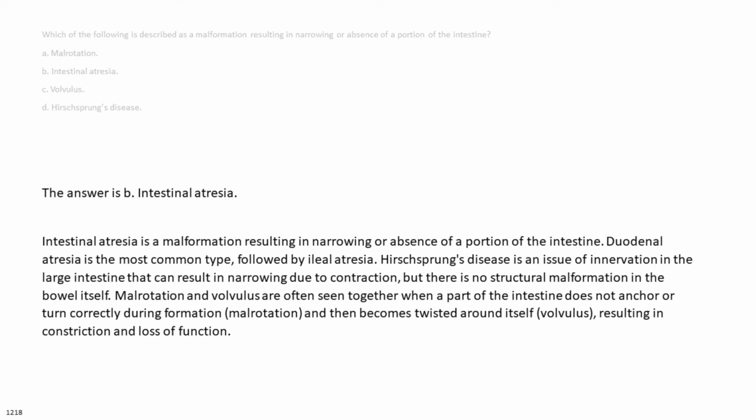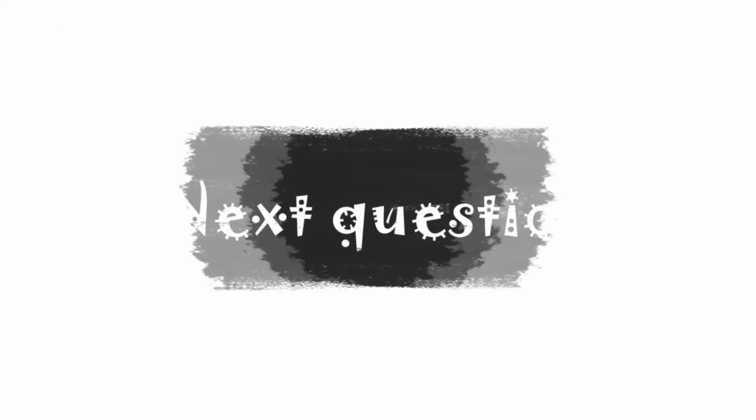Hirschsprung's disease is an issue of innervation in the large intestine that can result in narrowing due to contraction, but there is no structural malformation in the bowel itself. Malrotation and volvulus are often seen together when a part of the intestine does not anchor or turn correctly during formation, malrotation, and then becomes twisted around itself, volvulus, resulting in constriction and loss of function.